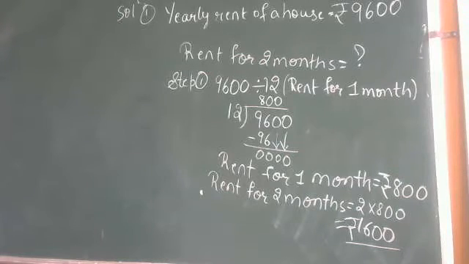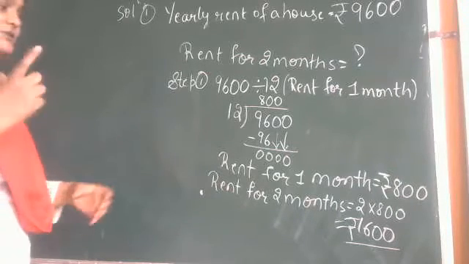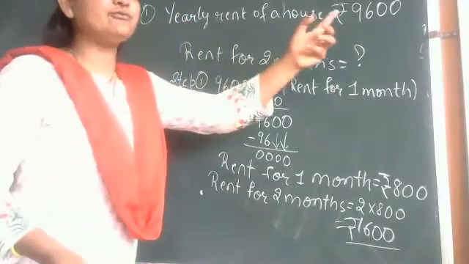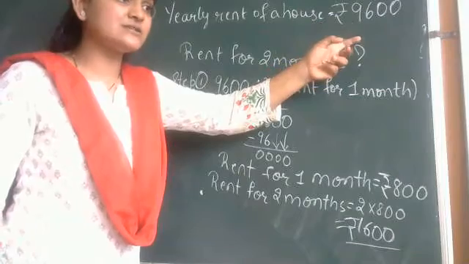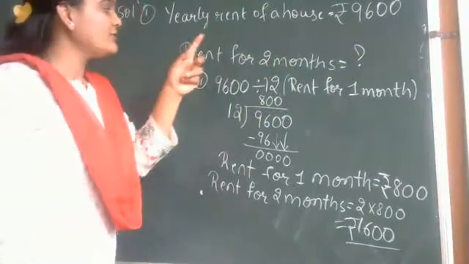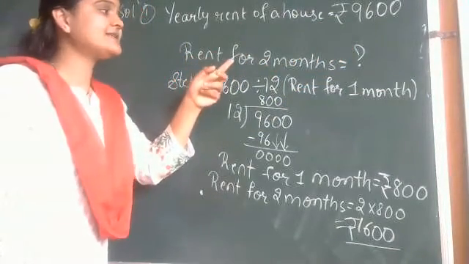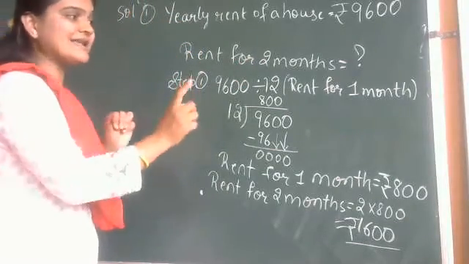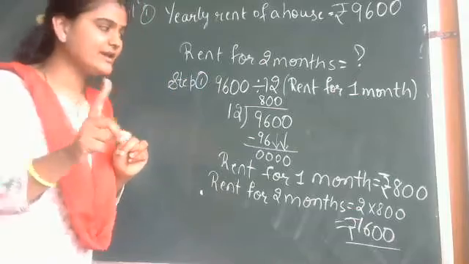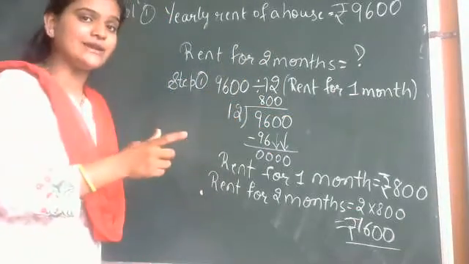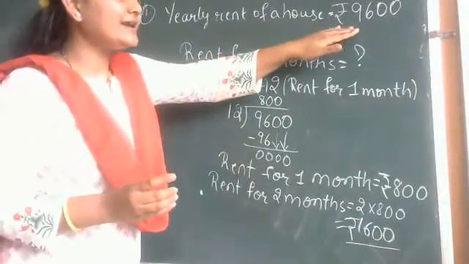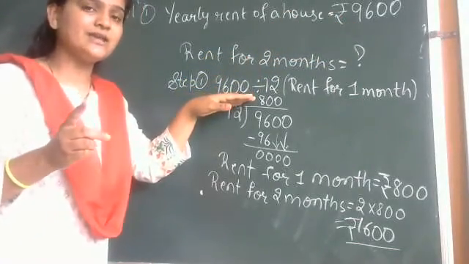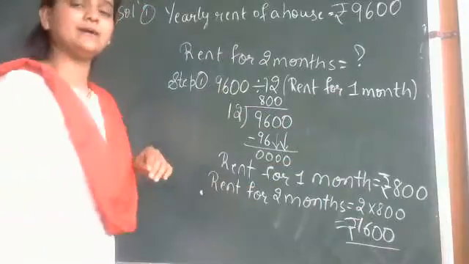Yes. So what we have to do here children? Totally we have two operations to be followed. Yearly rent for house is 9600. They have asked us what is the rent for 2 months. So here you will first calculate rent for 1 month. Rent for 1 month is calculated by dividing yearly rent by 12 because there are 12 months. Then we will get the answer for 1 month.